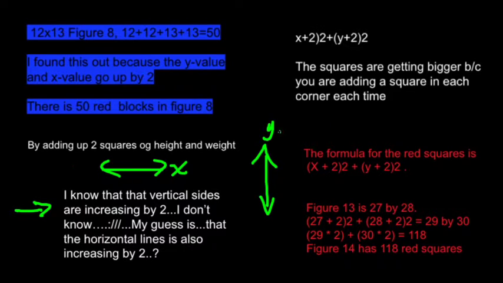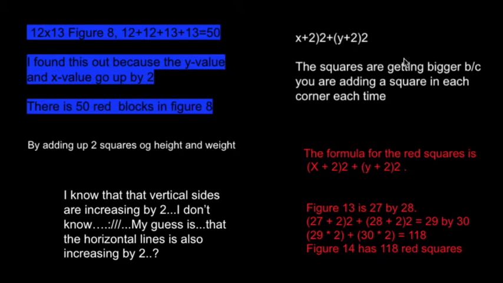And if I want to move from one figure to the next, simply, I need to increase my side length by 2. 3 plus 2 is 5, and I need to increase my height by 2. 2 plus 2 is 4, okay? And each time, 5 plus 2 more is 7, 4 plus 2 more is 6. You're able to continue the pattern that way.